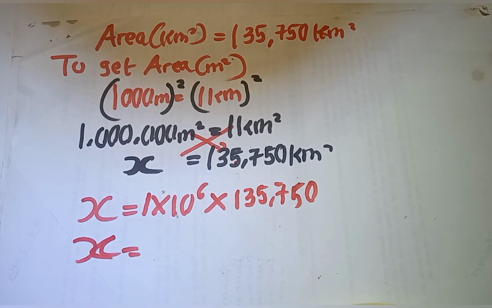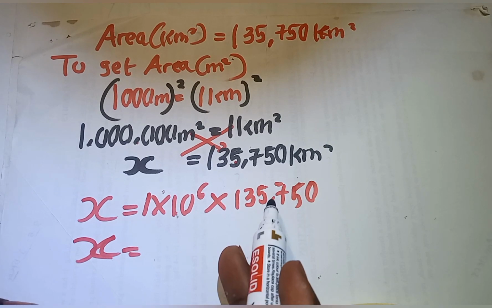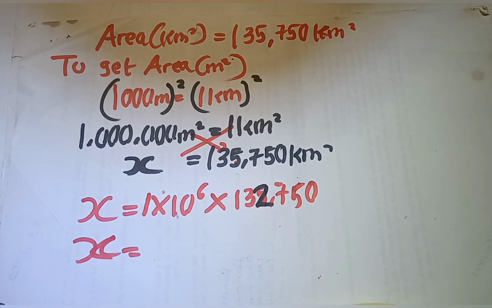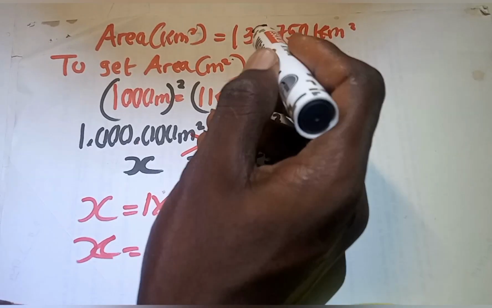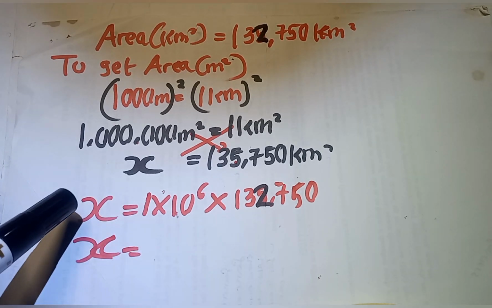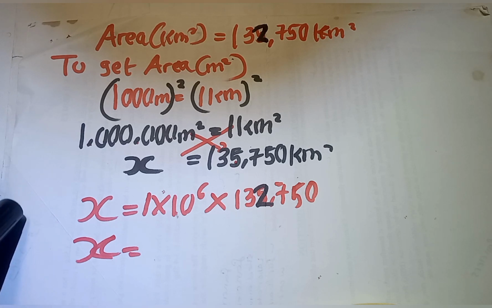So x is equal to 1 times 10 raised to the power of, I made a mistake. Here is not 5, it is 2. Here is 2. Thank God that I can see it. So here is 2. Please don't make mistake. Here is 2. Thank God that I easily figured it out. Now let's proceed with the calculation. 132,750 multiplied by 10 to the power of 6.